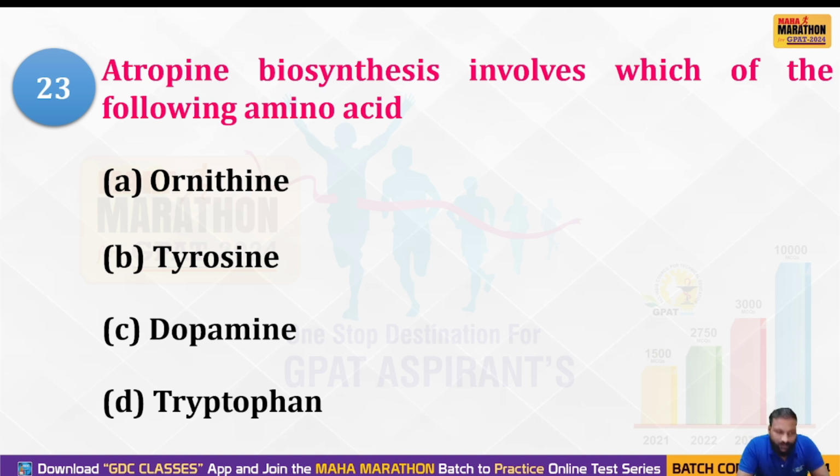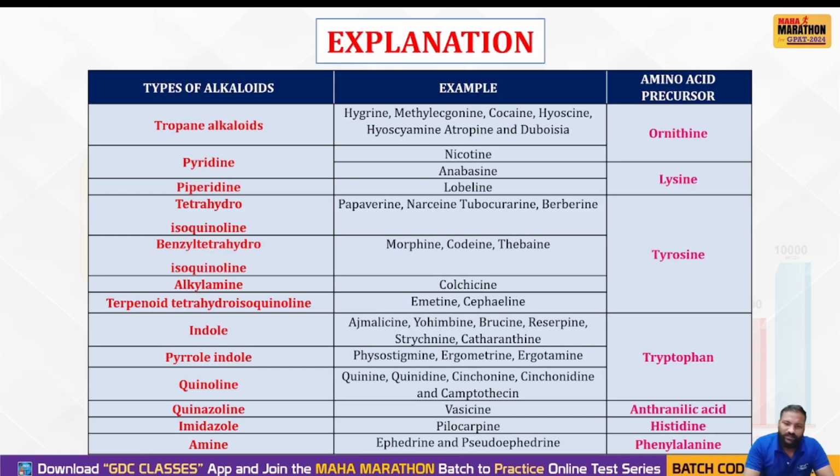And the 23rd question in this test series: atropine biosynthesis involves which of the following amino acids? Option A ornithine, tyrosine, dopamine, and tryptophan. We'll check the right answer. Don't worry, my dear students. Ornithine is the amino acid which is involved in atropine biosynthesis. We'll see this explanation. Ornithine is the first one involved in the development of tropane alkaloids. Yes. Let's see the next question.